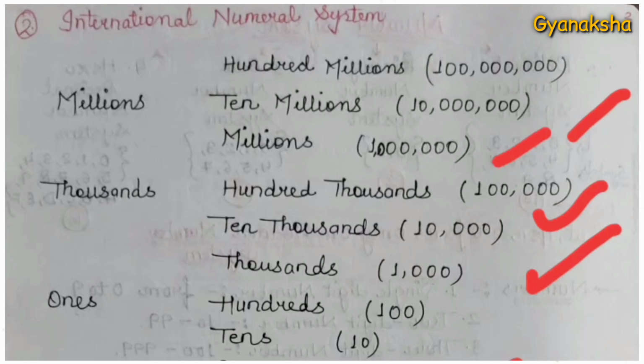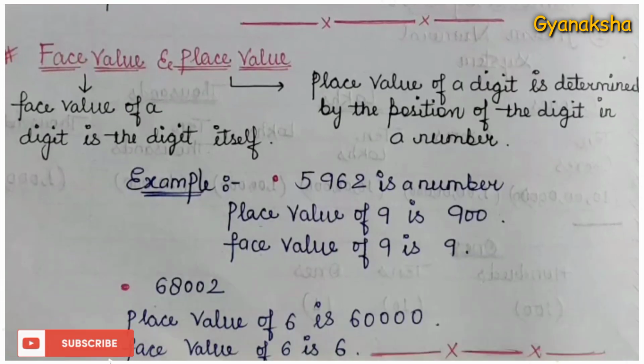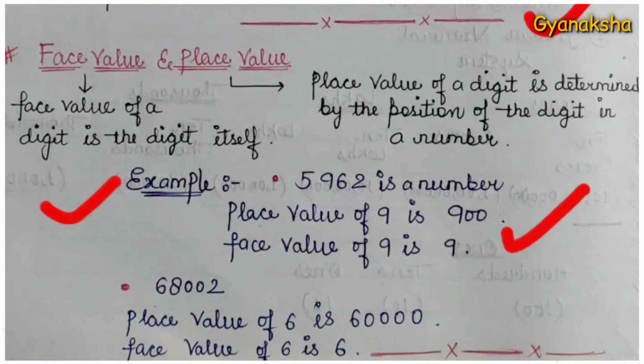Now there are 2 most important concepts: face value and place value. Most of the time students get confused about the difference between them. The face value of a digit is the digit itself, but the place value of a digit is determined by the position of the digit in a number. You can see the example here. 5962 is written. If I talk about the digit 9, the place value shows the position. 9 is at the position of 100. 2 is at ones, 6 at tens, 9 at 100, 5 at 1000. And the face value of 9 is 9 itself.